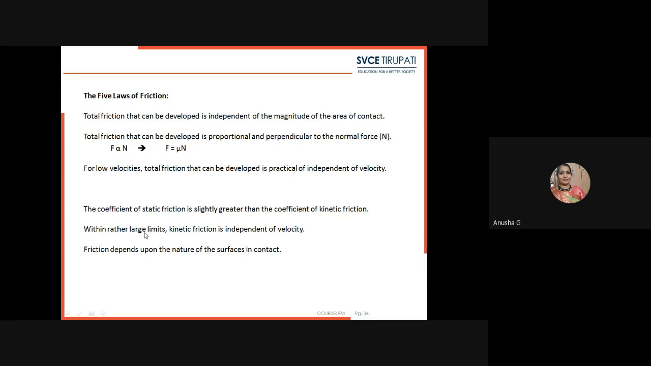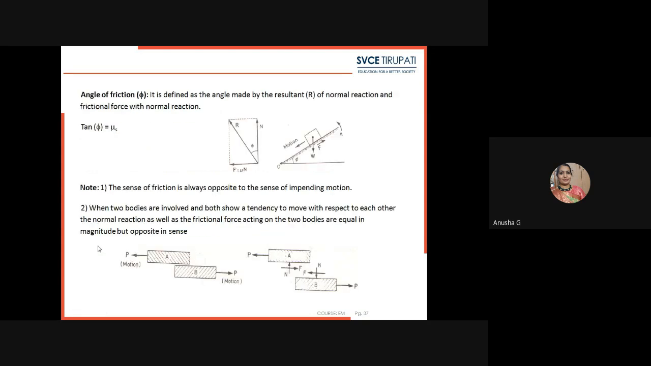The next, within the rather larger limit, kinetic friction is independent of velocity. The friction depends upon the nature of surfaces in contact. What is the nature of surface? Whether the body is in a smooth condition or rough condition, depending upon that, the friction will change. Now we'll see angle of friction.